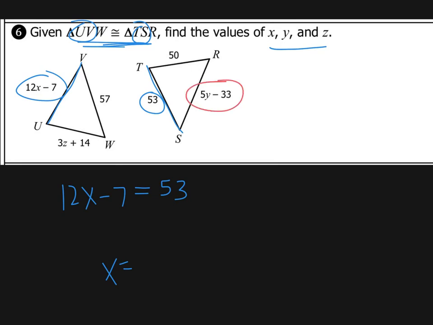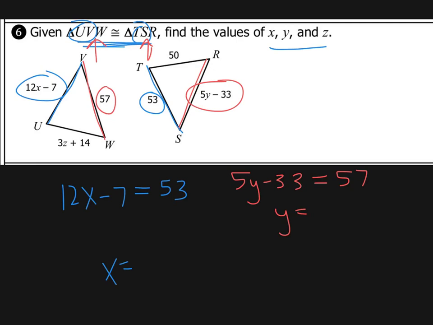For y, I see 5y minus 33 is referring to a side length. Which side length? RS. RS is the last two letters in our statement up here. What are the last two letters in the statement over here? VW. Come over to VW, and lo and behold, that's worth 57. So 5y minus 33 must be equal to 57. Right? If congruent, set the terms equal. So now we have that to solve, and you finish that one, and you'll get an answer for y.